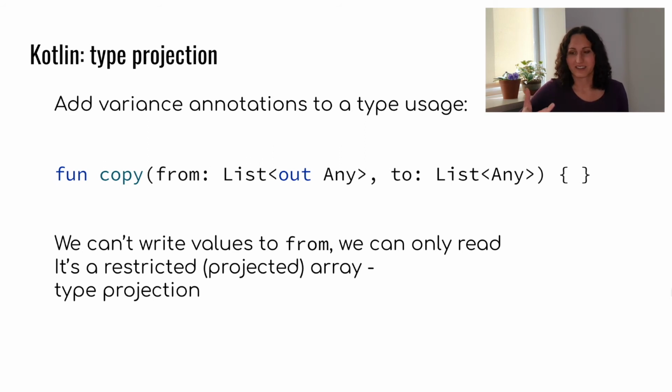It's just a restricted projected array. That's why it's called type projection in Kotlin. So in fact, it's just a use-site variance, but it's called a type projection.